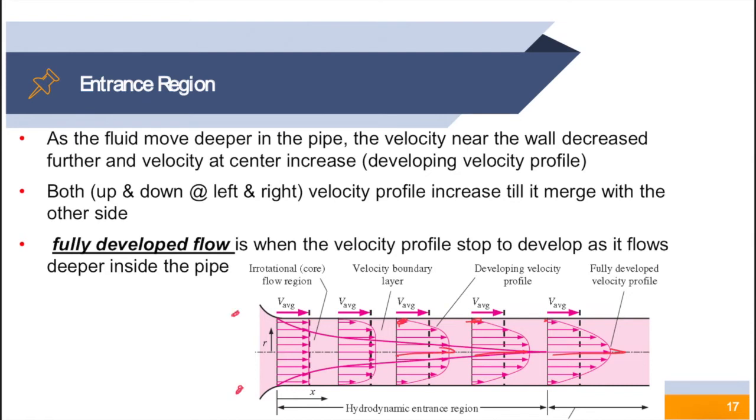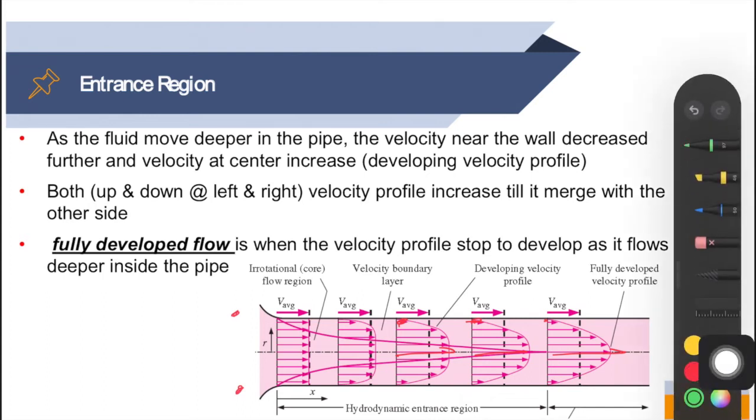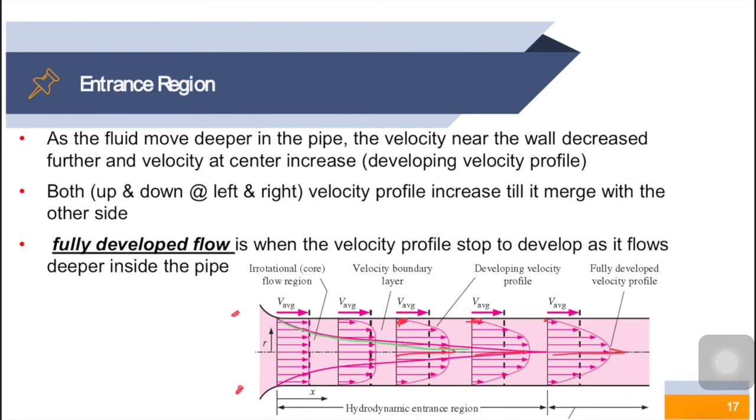So if you look here and here, the velocity profile increases till it merges with the other side. So the velocity profile, if I'm going to change the color, for the upper portion and the lower portion increases until it merges at the center. Okay, so after this part, the flow becomes fully developed. This is when the velocity profile stops developing as it flows deeper inside the pipe. So after this region, the velocity profile will remain the same and constant, similar to the fully developed flow.